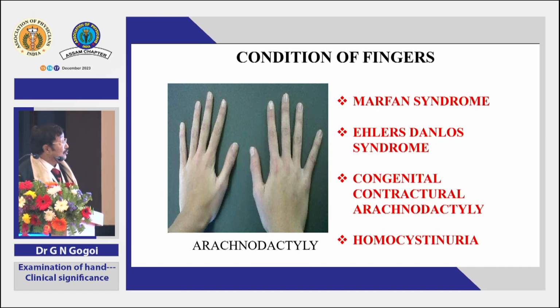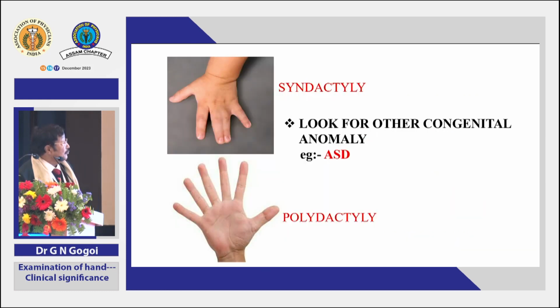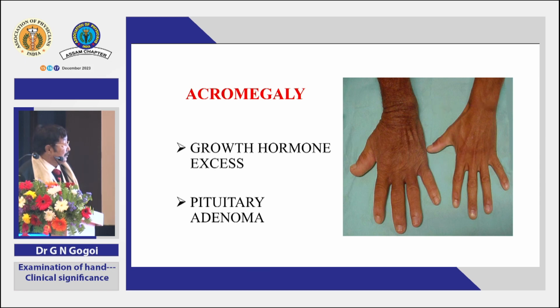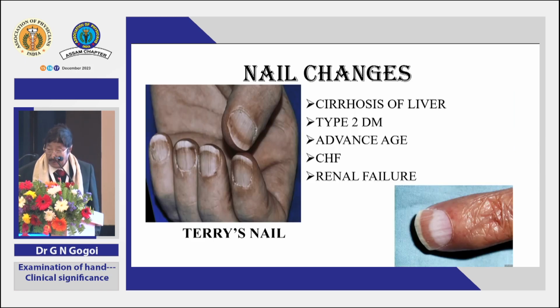Then we see the condition of the fingers. It can be long, thin, slender fingers, maybe arachnodactyly or spider fingers. It can be a normal variant, but it can be a case of Marfan syndrome. If the skin is too elastic, it can be Ehlers-Danlos syndrome. And there can be syndactyly or polydactyly. Both may be associated with atrial septal defect. And if the fingers are big and coarse in comparison to normal, then it can be growth hormone excess or pituitary adenoma.